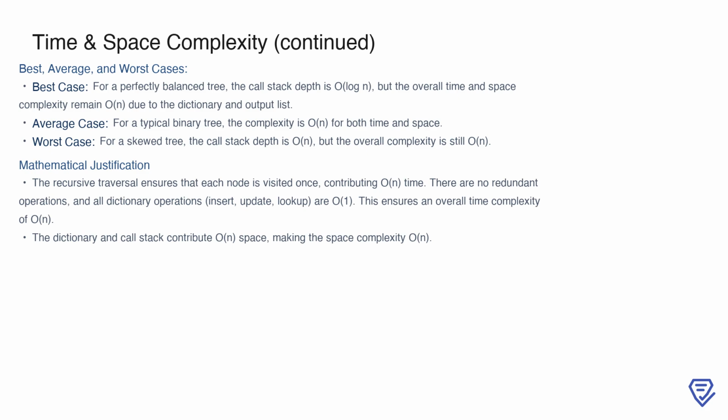For the average case, with a typical binary tree, the complexities also stay O(n), for both time and space. In the worst case, for a skew tree, the recursive call stack depth grows to n, but the overall time and space complexities are still O(n).